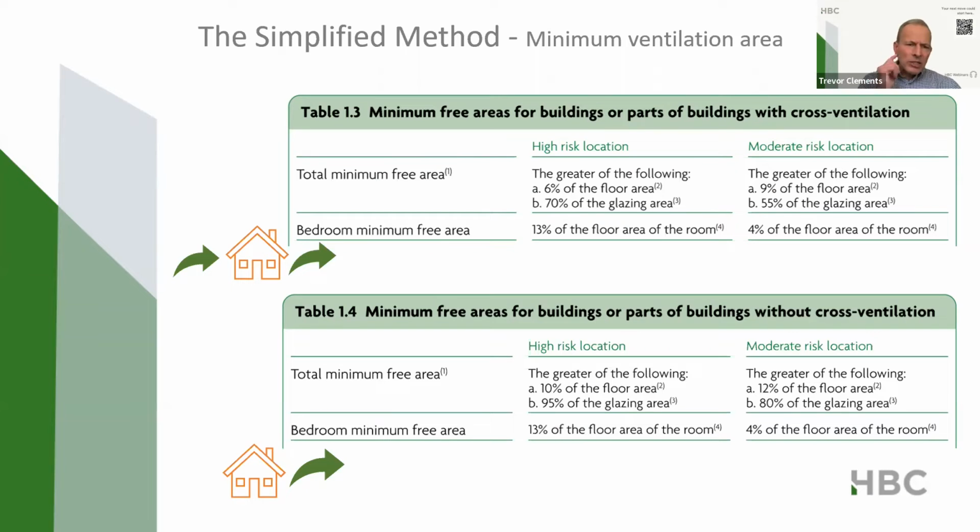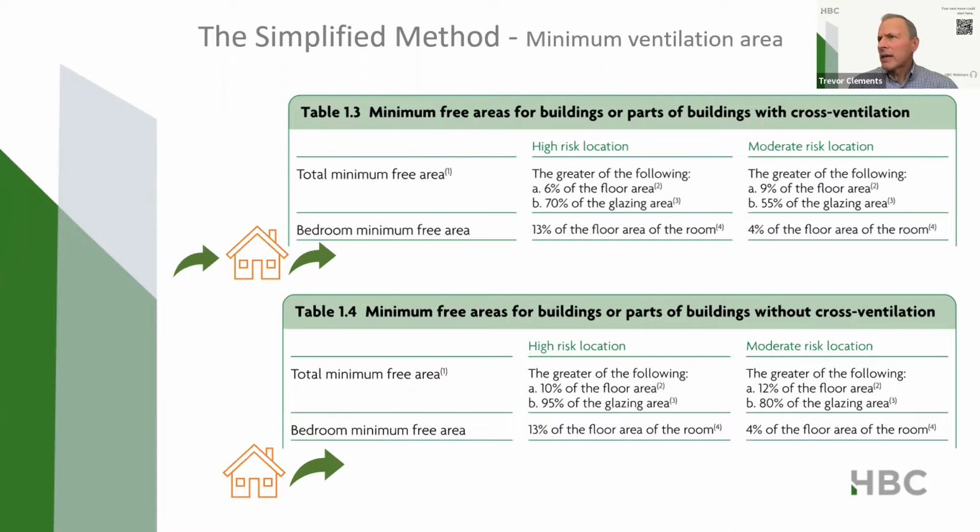So now we need to calculate the minimum ventilation area, and that is stated as being the minimum free area of ventilation openings. So that might be for the whole house or flat that you calculate first, but you'll also see there's a column for measuring the areas to bedrooms, so they both have to be calculated separately.